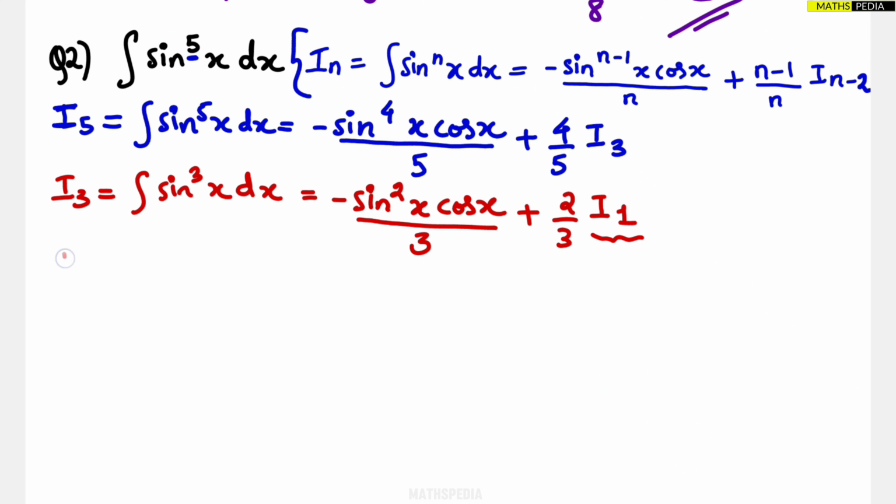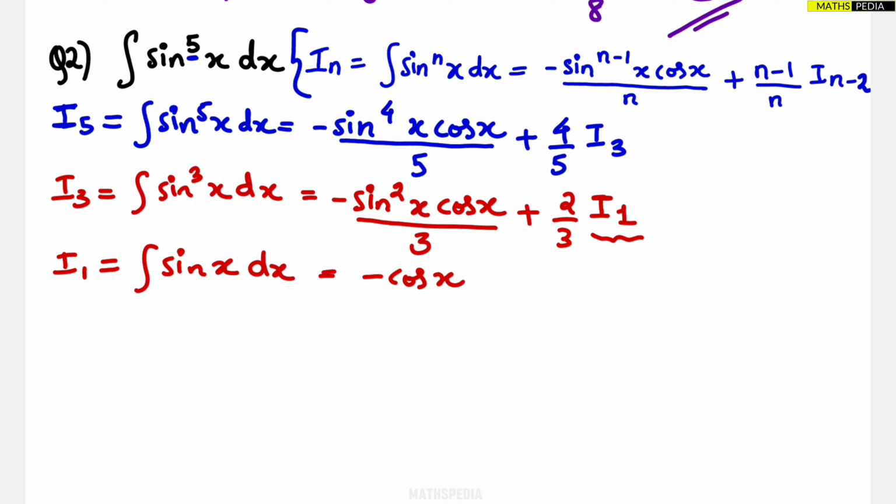So I1 becomes what? As I said, if n value is 1 and 0, directly you can find. So sin 1x, that is sin x itself. So what is the formula for sin x dx integration? It is minus cos x. Simple thing. Now we need to apply the formula here. So here minus cos x we will be getting.